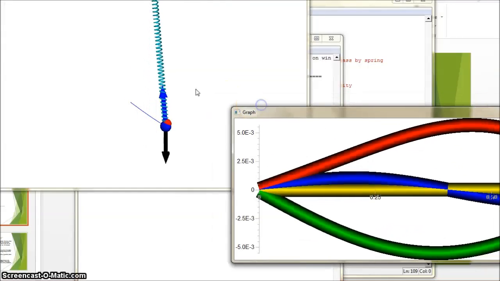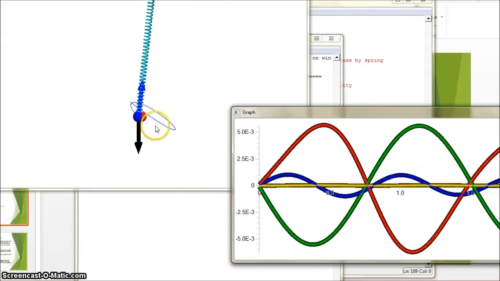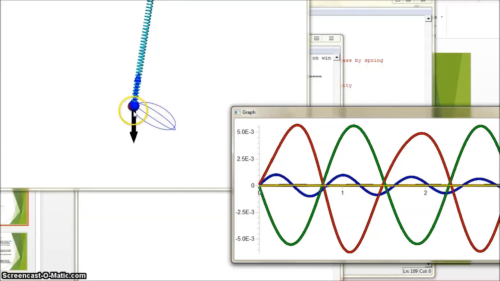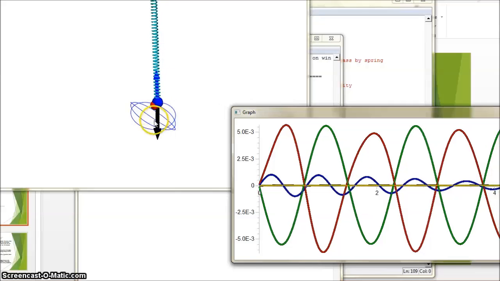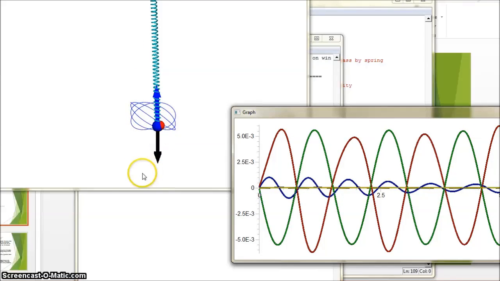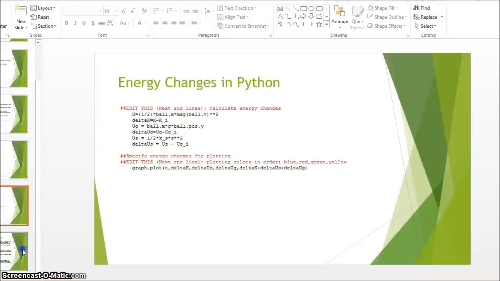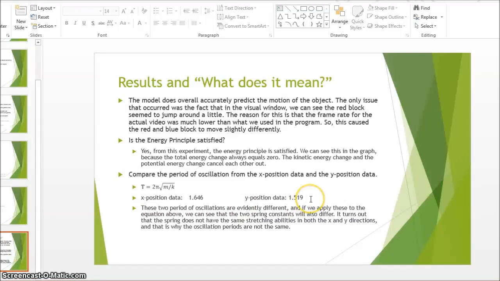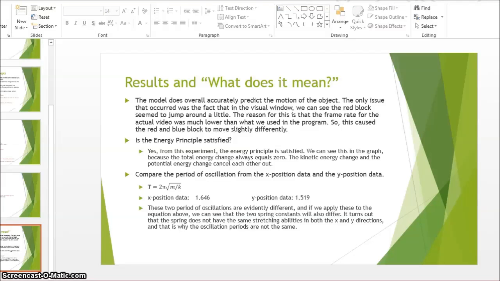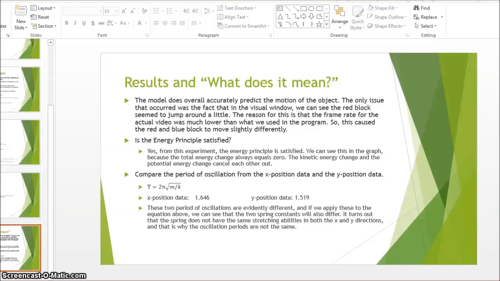So now take a look at this window here. We can see that the blue ball is the Python, and the red ball is the actual position of our block. We can see there's a little discrepancy between the two, and the reason for this is that the frame rate in the actual video was much lower than what we had in the Python program. As we ran the Python program, this caused the red ball to sort of jump around. Despite this, the actual positions of the two balls, the red and the blue ball, were very similar. So, the "what does it mean" questions.